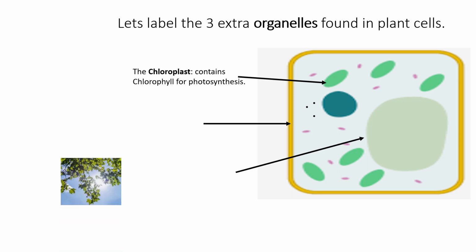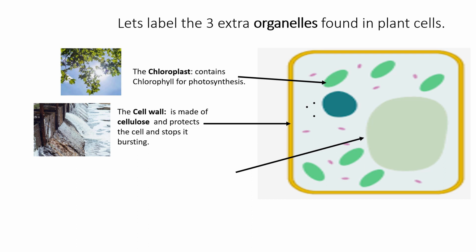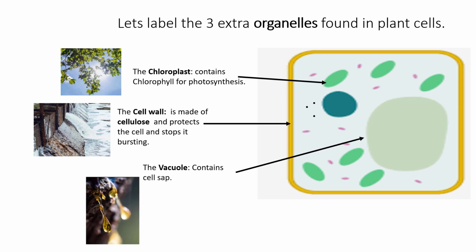The first one is the chloroplast, which contains a green chemical called chlorophyll, which absorbs sunlight for photosynthesis. The next structure is known as the cell wall, and this structure is for protecting the cell and stopping it from bursting when it absorbs water. The third and final extra structure that plants have is known as the vacuole. This structure contains cell sap, a sugary solution that contains minerals and other nutrients.